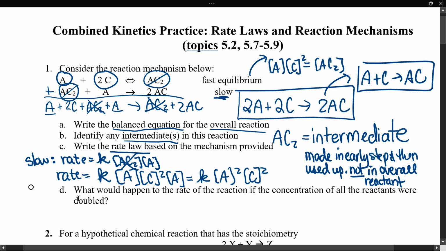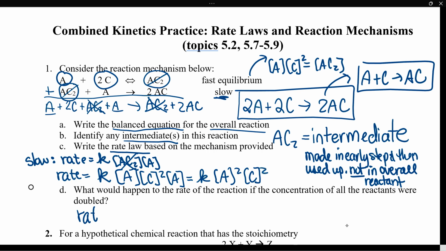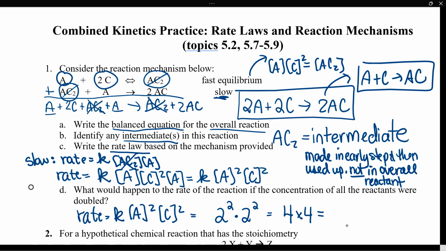Okay. So for D, what would happen to the rate if all reactants were doubled? Notice how my rate law is this: rate is equal to K A squared times C squared. And so if I were to double A and double C, it would go up by 4 times 4. It would be 16 times faster.